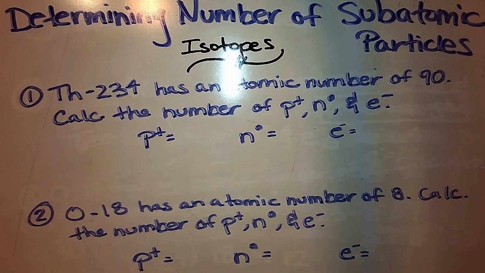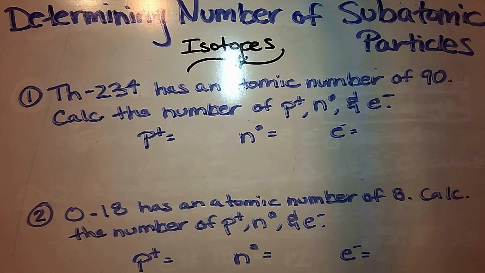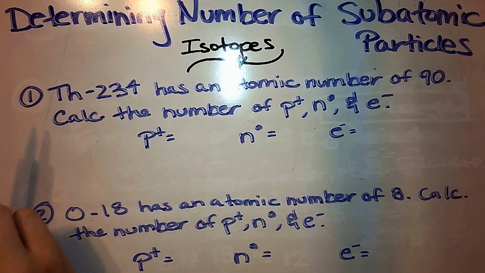Hey chemistry students, welcome to your tutorial on determining the number of subatomic particles, isotopes edition. Now remember, isotopes are atoms that have a different number of neutrons. So we're going to remember that as we go through these examples.